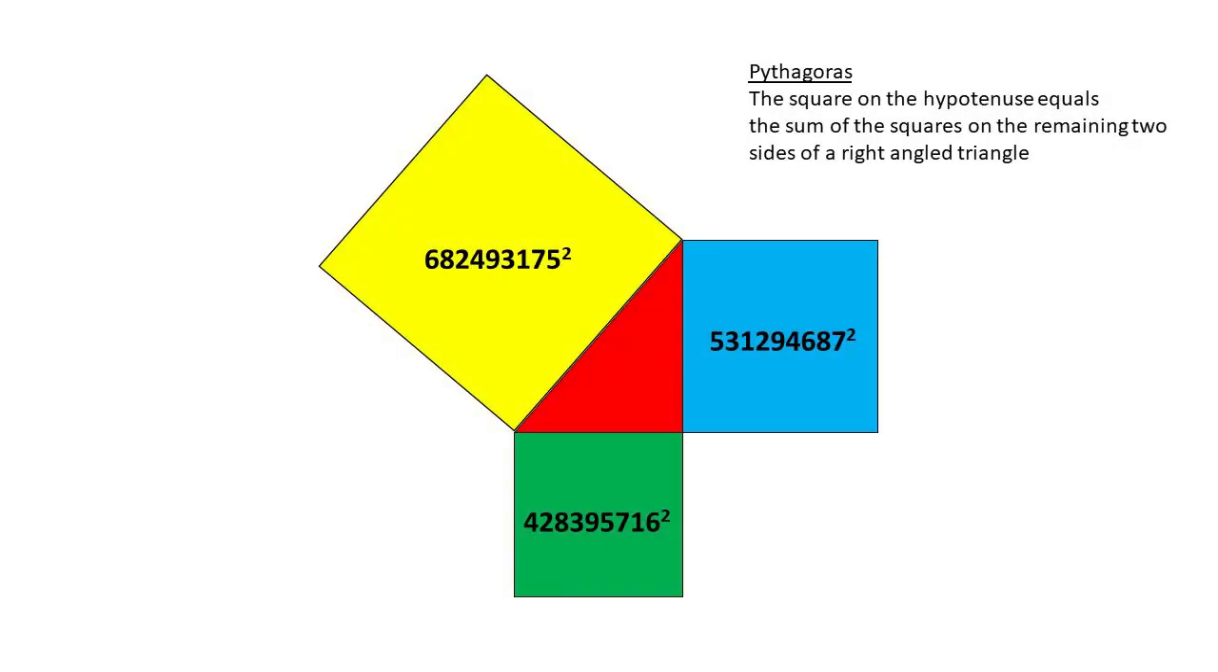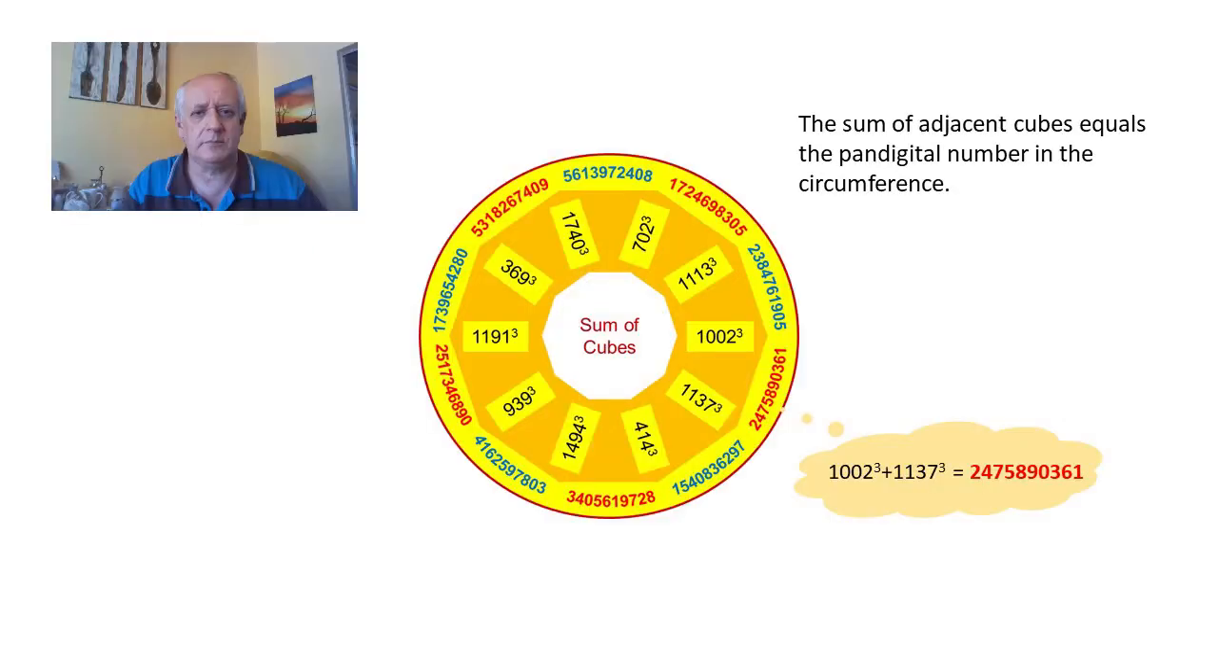And perhaps Pythagoras himself would be pleased with this right-angled triangle. It's one of several that has pandigital sides, but this is the only one that is completely zeroless. And how about this circle? The sum of any two adjacent cubes equals the adjoining pandigital number in the circumference. There's also a smaller zeroless circle like this, but I'll leave that as a challenge for you to find.